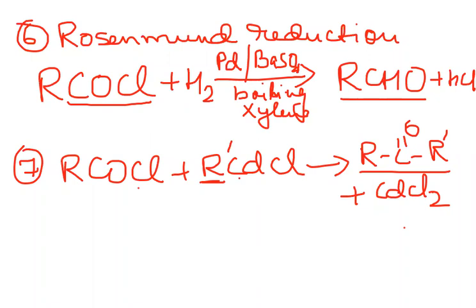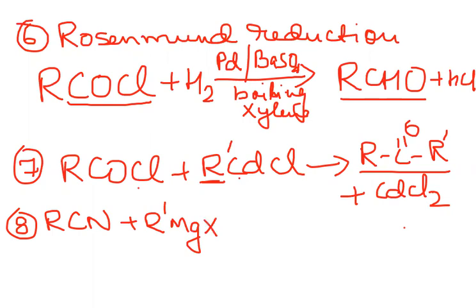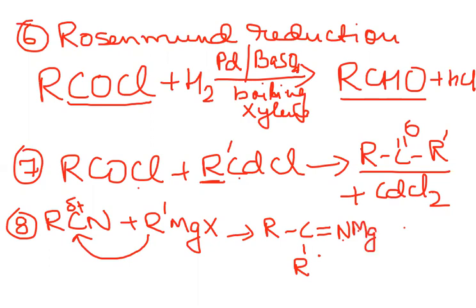There is one more method, in which case we can prepare it from RCN. When this is treated with R dash MgX, that's a Grignard reagent, we know that it is going to attack this carbon, which is delta positive. The addition compound is going to be R, C, R dash, and you have a doubly bonded N, because one of the bonds has opened up, and to this side it is going to have MgX.